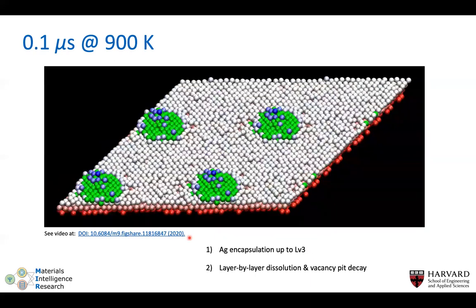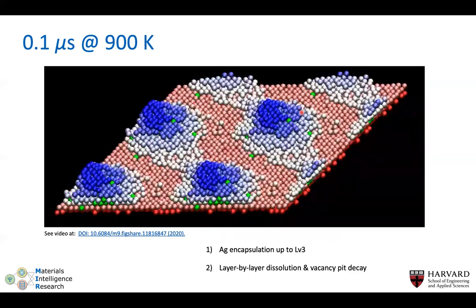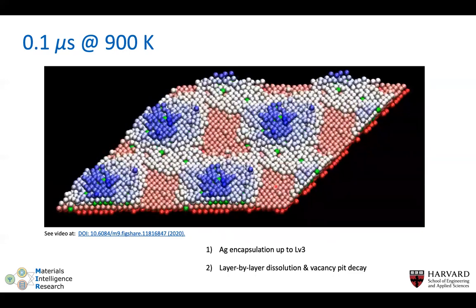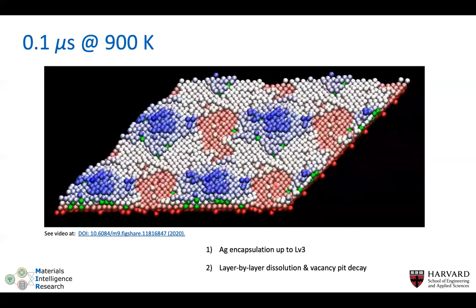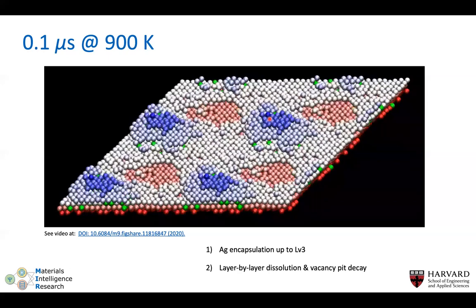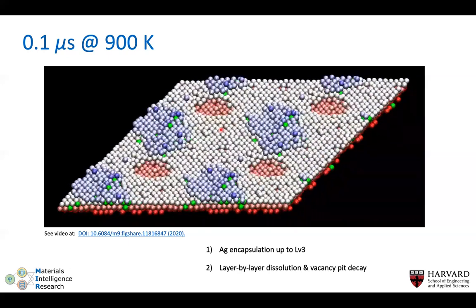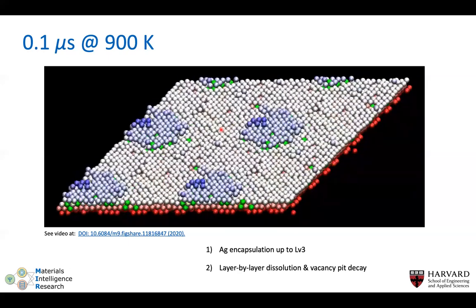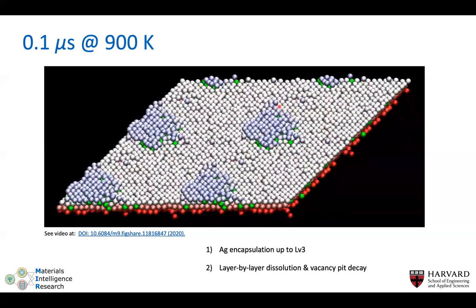At higher temperature, we can see how palladium dissolves completely into the surface. So at 900 Kelvin, palladium again is completely covered by silver, and that results in an extensive vacancy pit, similar to what we saw in the STM image. And over a much longer period of time, palladium starts to dissolve layer by layer. As it does so, the silver atoms that were covering the palladium gradually go back into the vacancy pit. And eventually, all palladium is dissolved. A few atoms occasionally visit the surface, and we end up with silver atoms where palladium atoms used to be at the beginning.